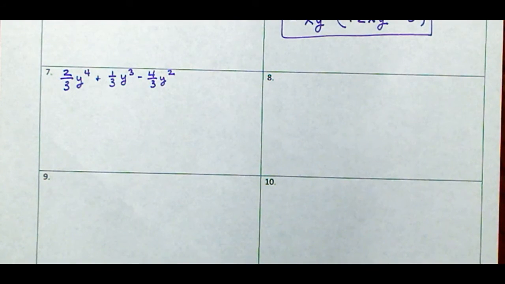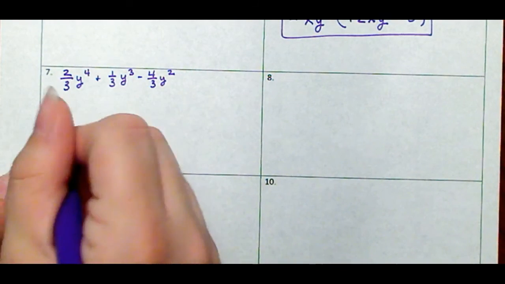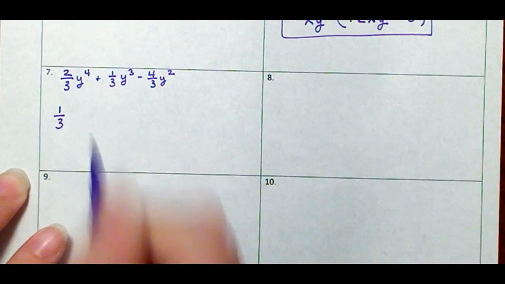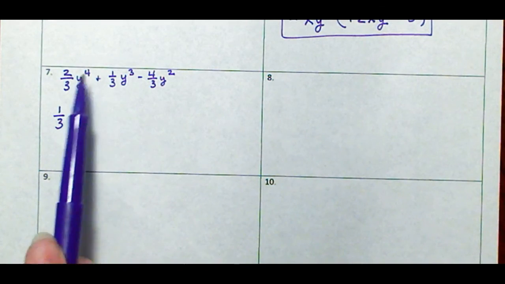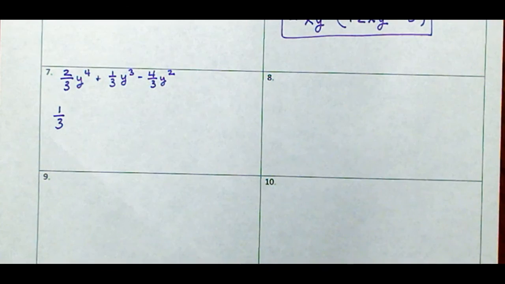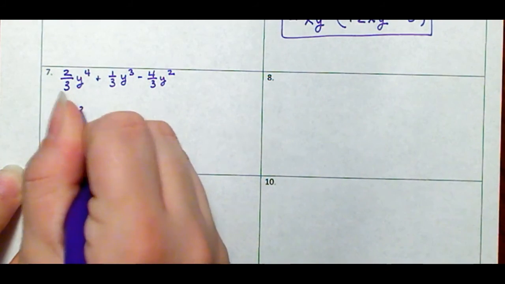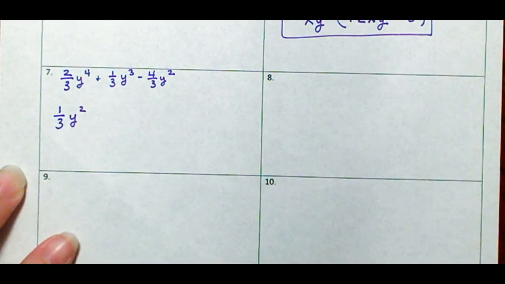So 2/3, 1/3, and 4/3 all have a third in common. So we're going to factor out a 1/3 to remove the fractions here. Then we're going to look at our y's. So looking here, y to the 4th, y cubed, and y squared, they all have a y squared in common. They have 2 y's that I can take out.